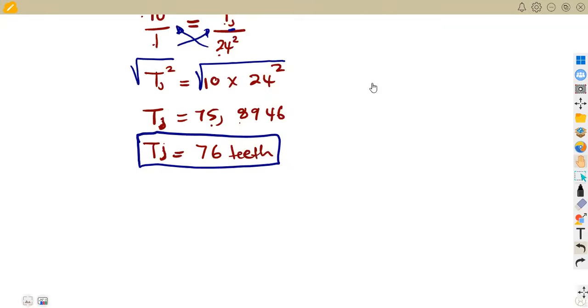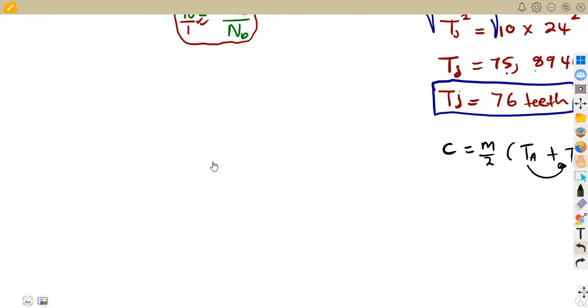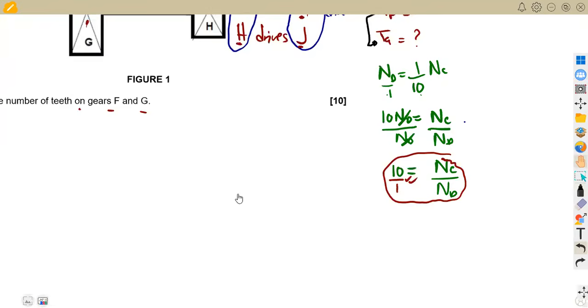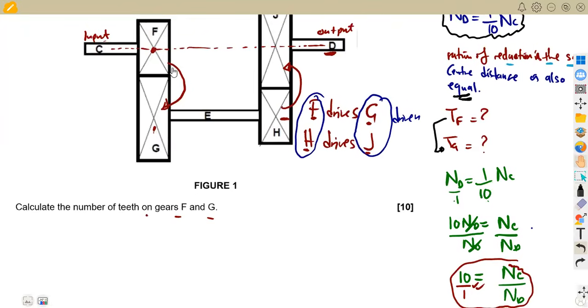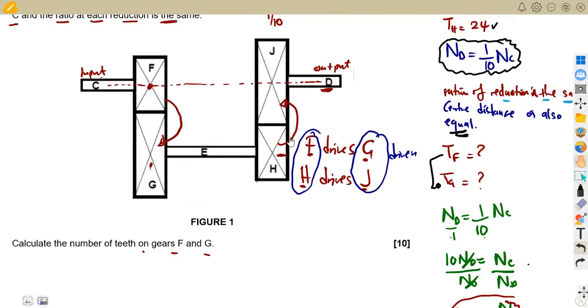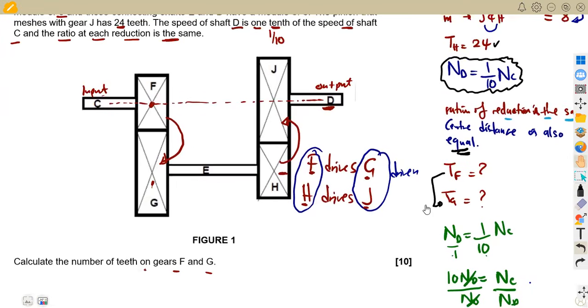All right, so let us have our formula. Remember the formula for the center distance. The center distance is given as the module over 2 into TA plus TB, the gears that are meshing with each other, A and B. In this case, we are considering F to G and also H to J. Let us put our diagram. So this is what you're going to have.